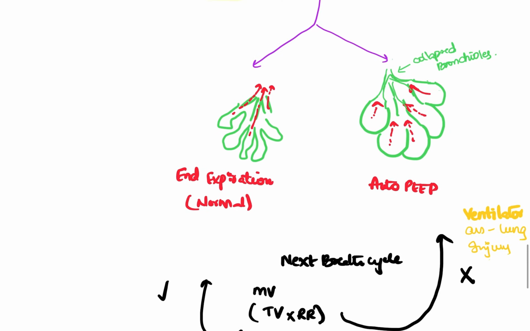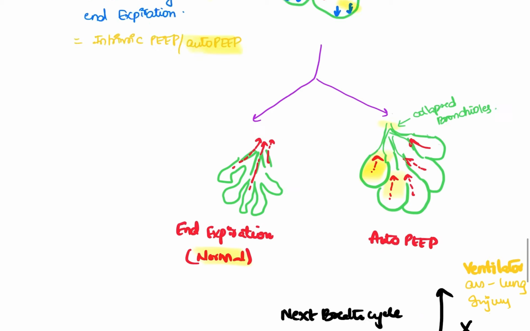So, in a normal patient, at the end of expiration, the alveoli are collapsed and ready for the next breath cycle. But in a patient with asthma or COPD, the bronchioles or the bronchi are collapsed, and there is an obstruction for the volume or the air to escape from the alveoli. This excess volume creates an excess pressure, resulting in the auto PEEP.